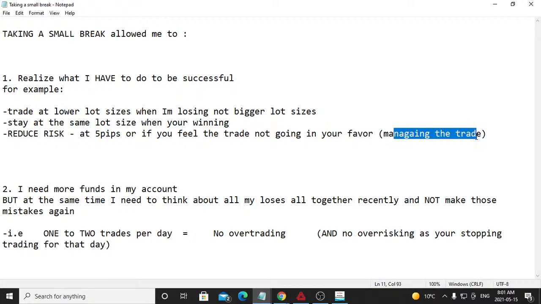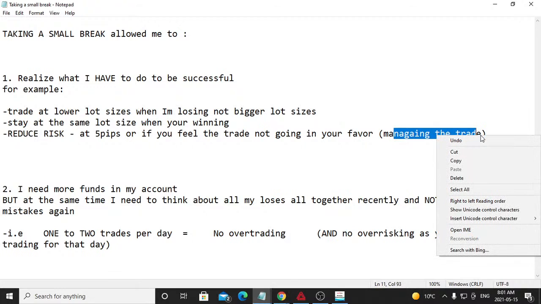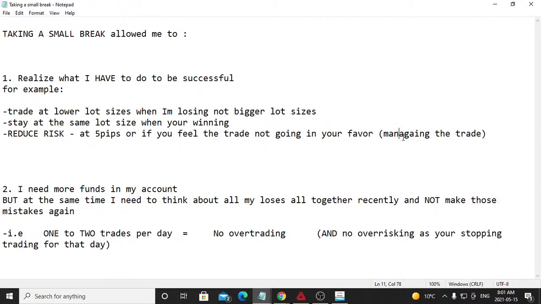Or if you're at $10, or let's say even like $50, say if you do a 50-cent lot, instead of losing the full $50 if it runs 10 pips, you'll lose like $25, let's say, or $35. It will help in the long run with managing losses and managing risk. Another thing is you need more funds in your account. At the same time, you need to think about all the losses together recently and not make those mistakes again.